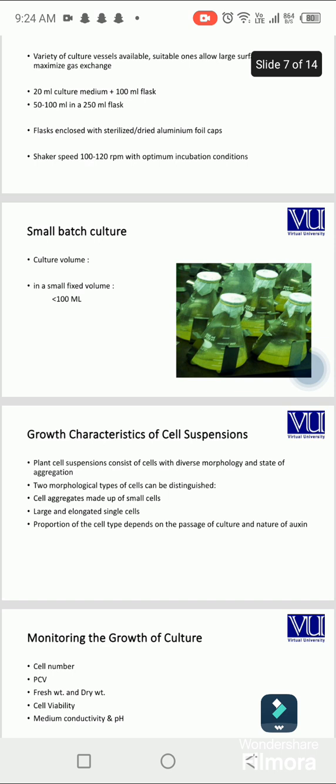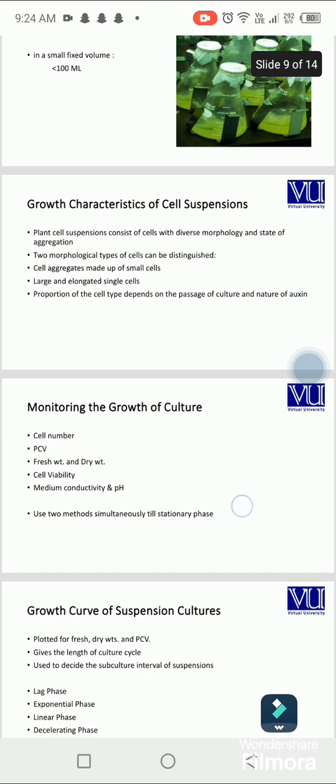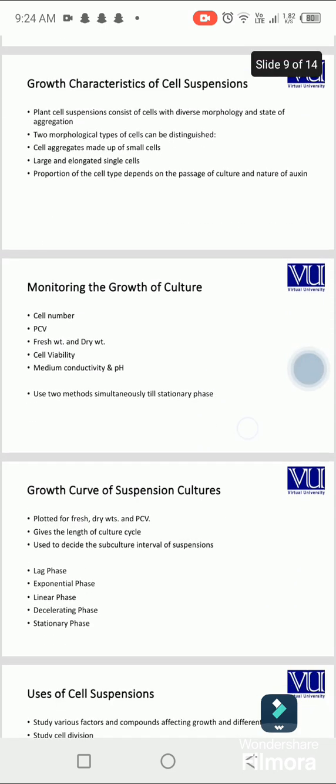Small batch culture: volume in a small fixed volume, less than 100 ml. Growth characteristics of cell suspensions. Plant cell suspensions consist of cells with diverse morphology and state of aggregation. Two morphological types of cells can be distinguished: cell aggregates made up of small cells, and large elongated single cells. Proportion of the cell types depends on the passage of culture and nature of oxygen.